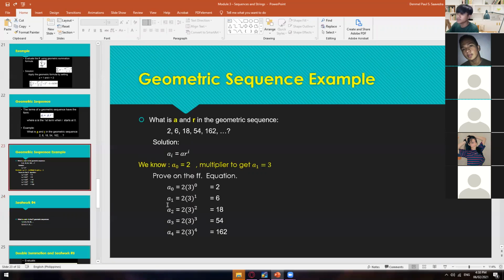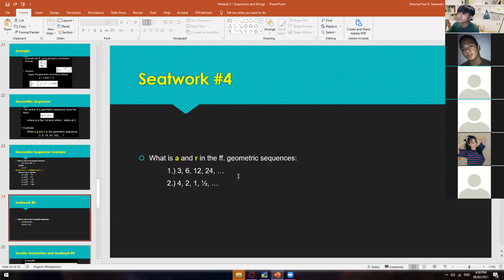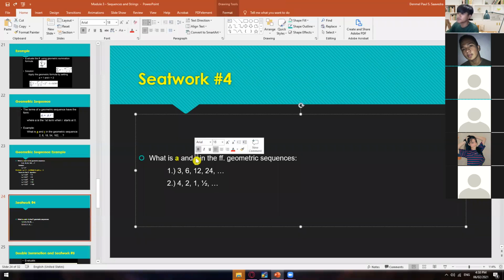In here, I've just used the recursive formula. So it's up to you. If you can come up with another kind of formula, then it's also okay. So yeah, letter A is already a bonus. So the hard part here is the letter R. Actually, you can answer this one in less than 5 minutes. All right. So are we clear so far for the seat break number 4?